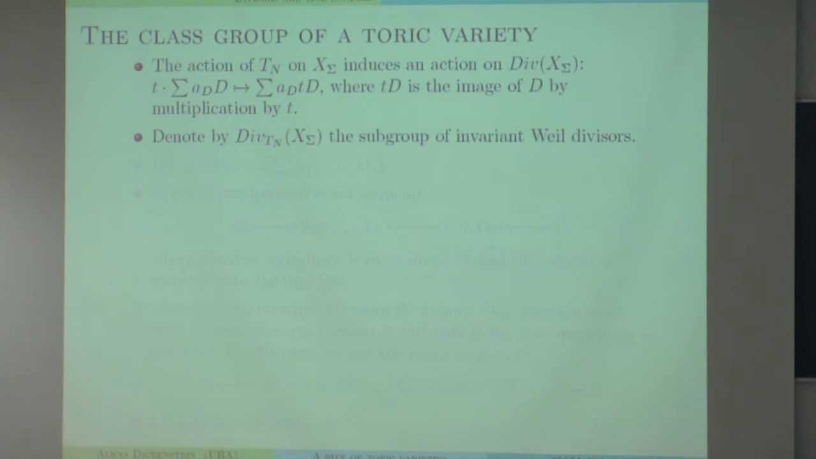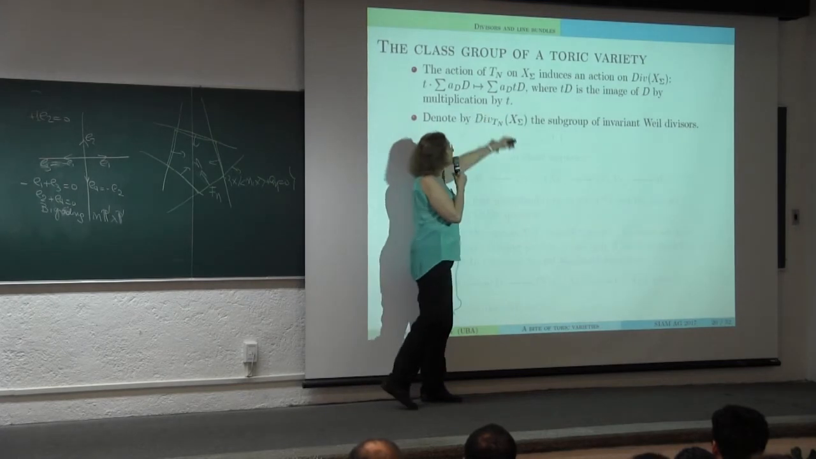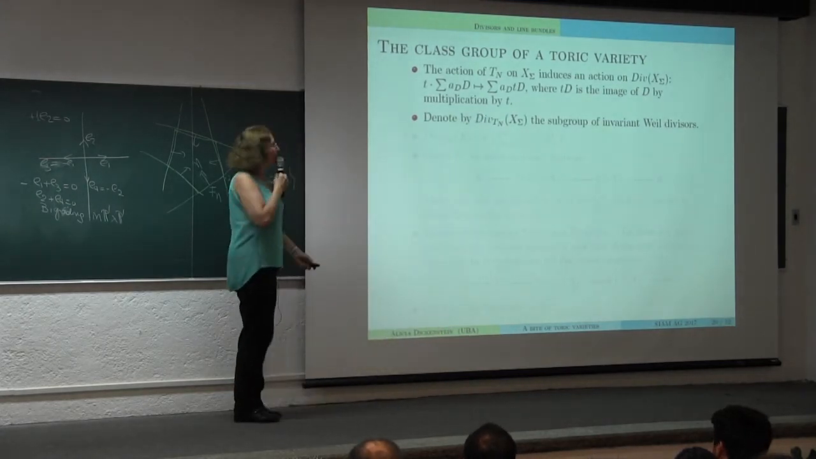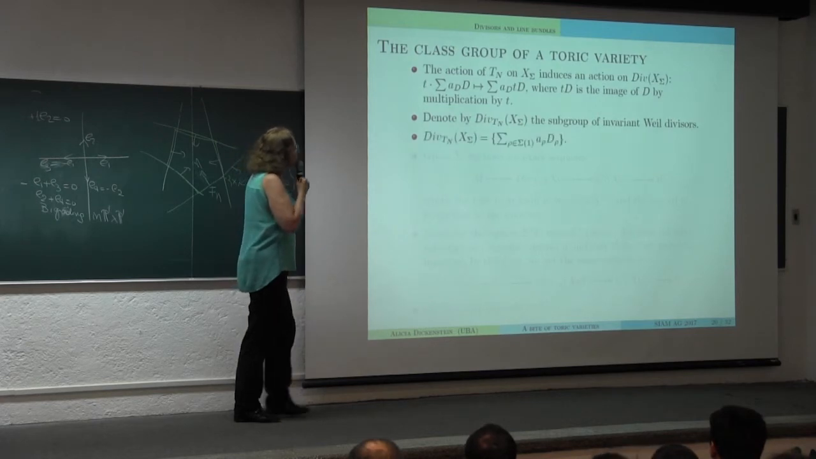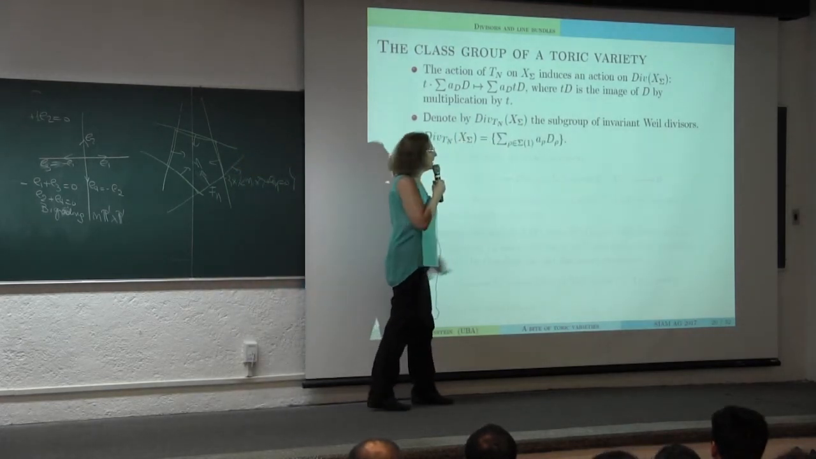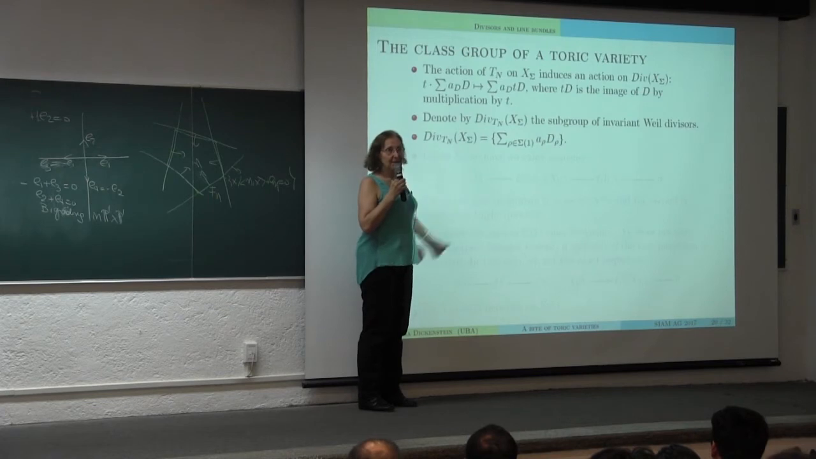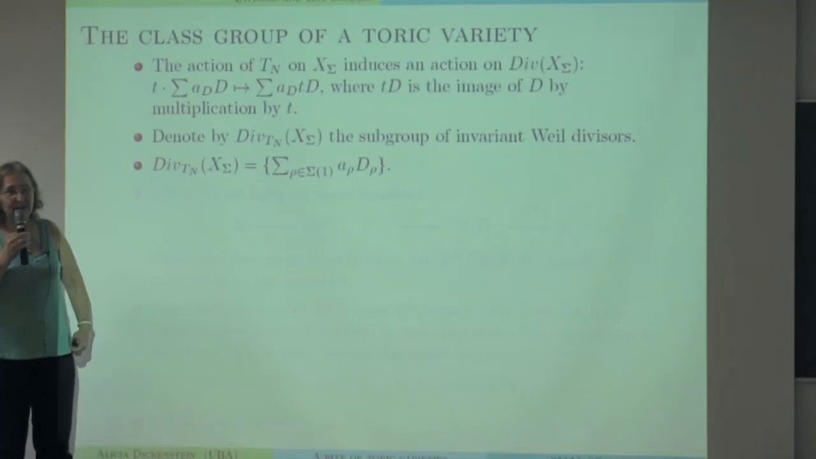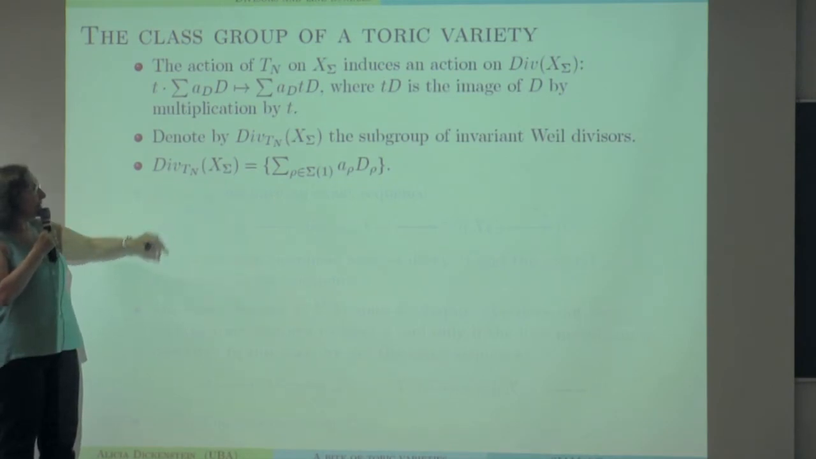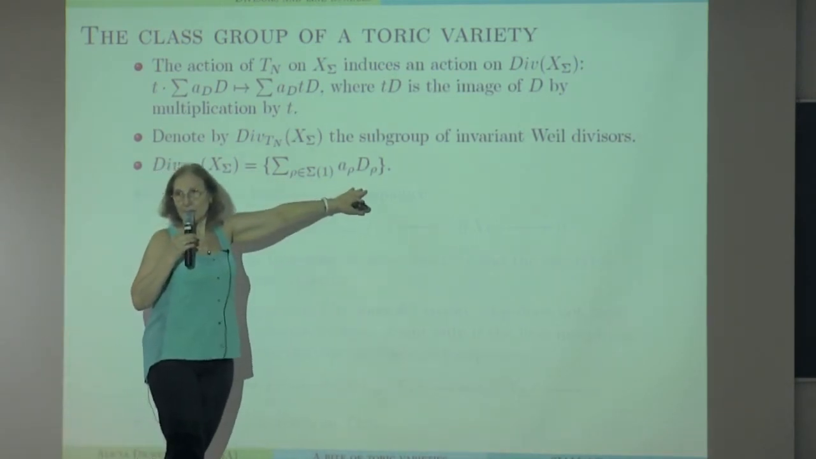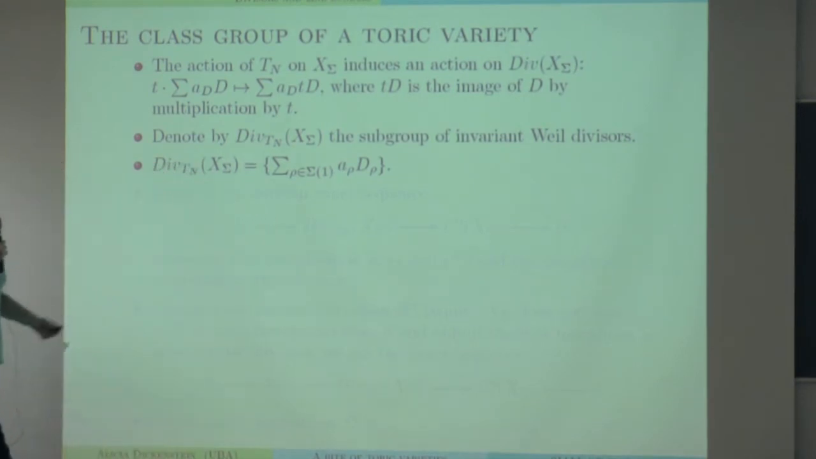So the action of the torus, I already talked about this, gives an action on the divisors. It's a finite linear combination of prime divisors with some integer coefficients. And we can move a divisor by the action of the torus, and it is invariant if we go back to where we were. We're going to make a notation for the invariant divisors. And it happens, I'm not going to prove it, but it's not difficult. This relies on the fact that the torus is affine, nothing happens there, and that the invariant divisors are just linear combinations of these zeros that come from the one-dimensional rays in the fan.